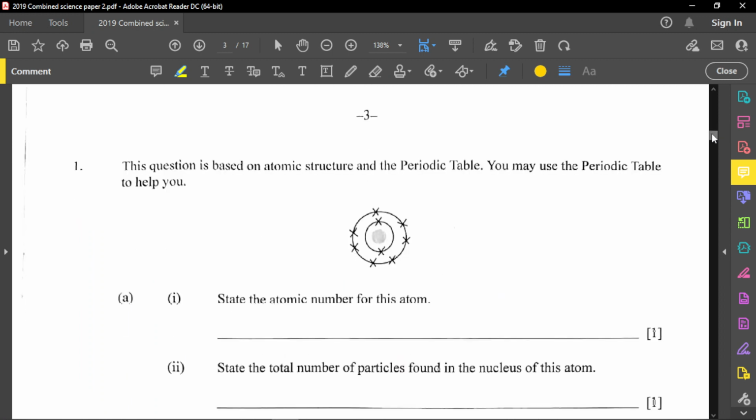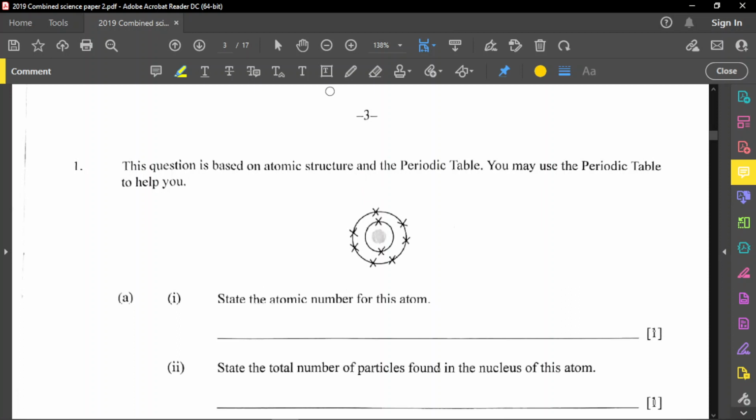All right, so let's go into the first question. The first question reads that this question is based on atomic structure and the periodic table. You may use the periodic table to help you. So the first part of question number 1, which is part A1, is: state the atomic number for this atom.